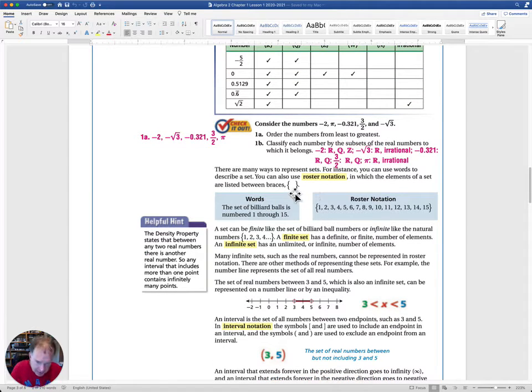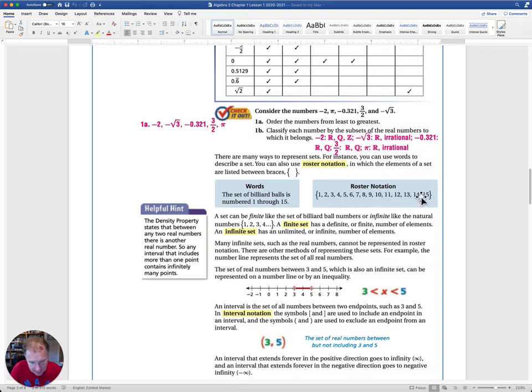Roster notation. Now these brackets here are actually called set brackets. Roster notation is just when I write a number out in set brackets, and I'm just listing every number. They don't have to be in order. It's just a list of numbers.